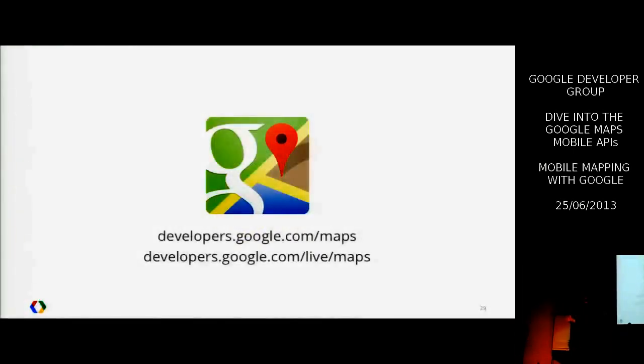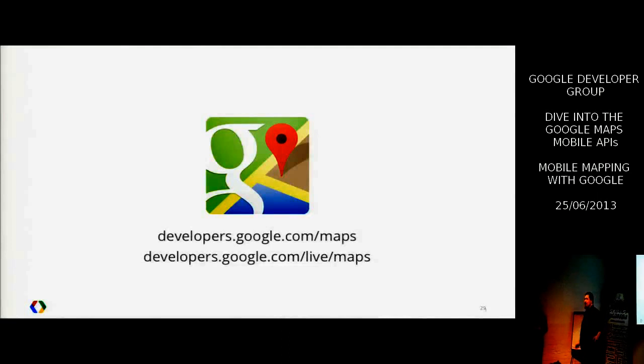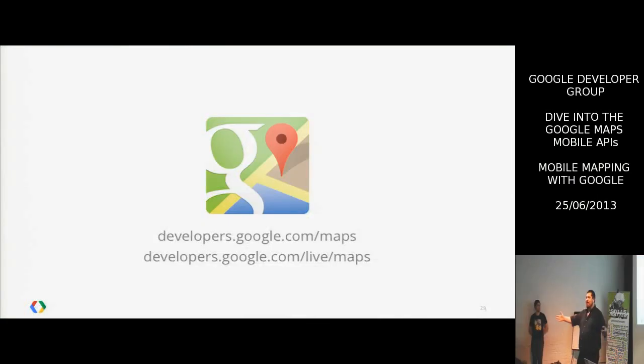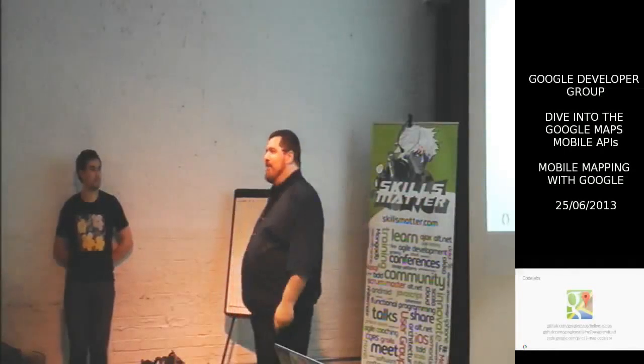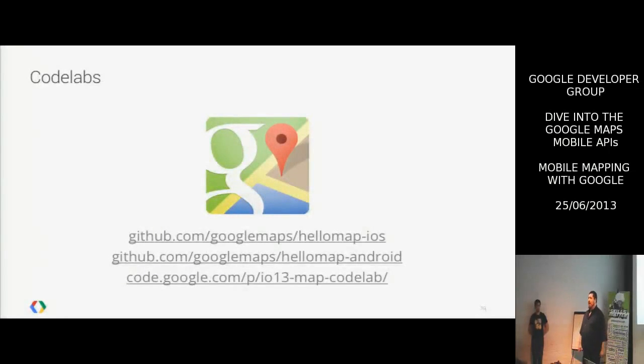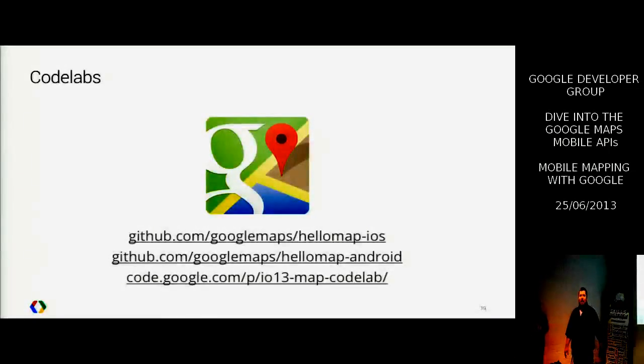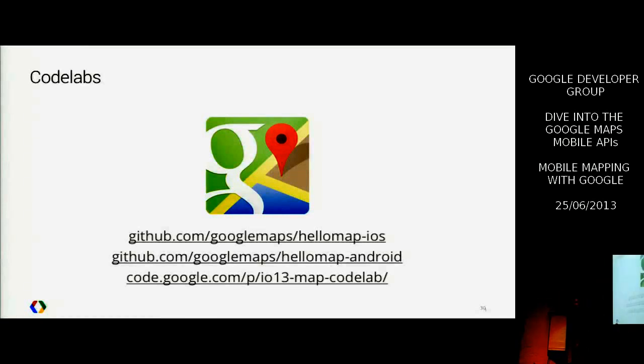So for all this stuff and for all your Google mapping needs, developers.google.com/maps. I probably don't have to tell a GDG crowd to go to developers.google.com. And I'm going to just leave this one up. These are some code labs that you can do if you want to get started with these apps. We have 2 Hello Map apps, or Hello Map libraries, up on GitHub with a description of how to actually use them, one for each of the major platforms. And then we have a code lab that was done at I/O for Android.